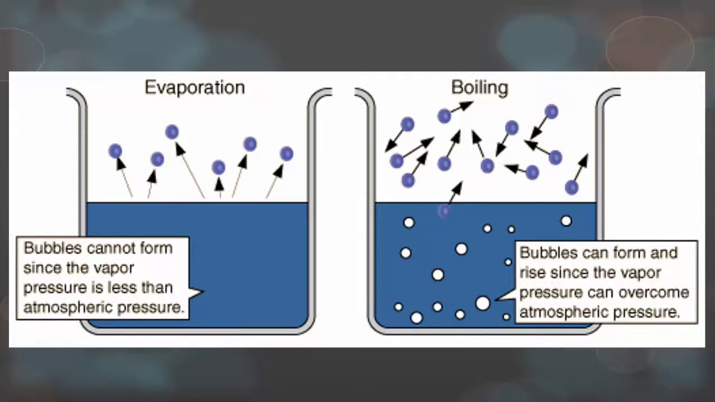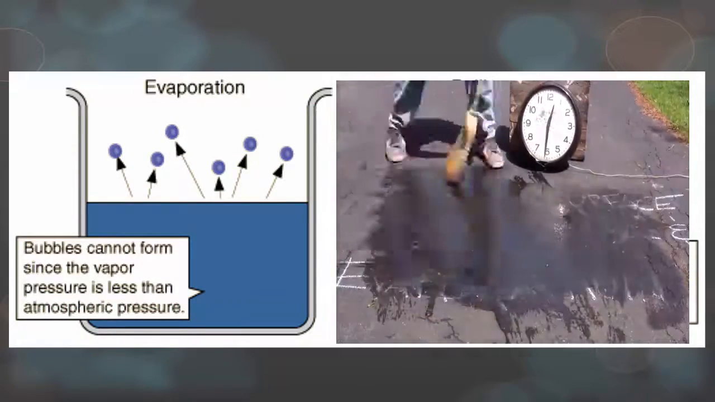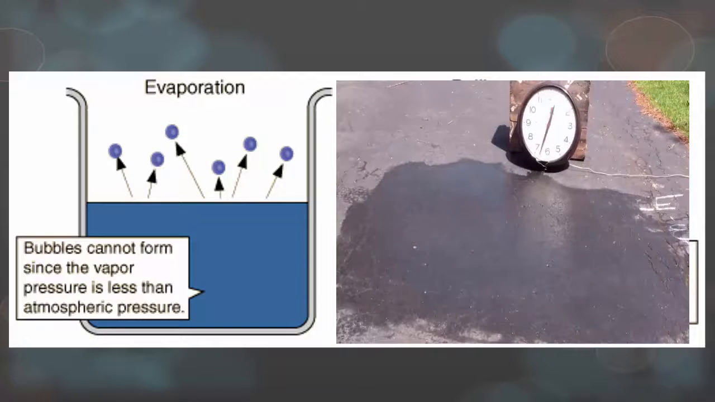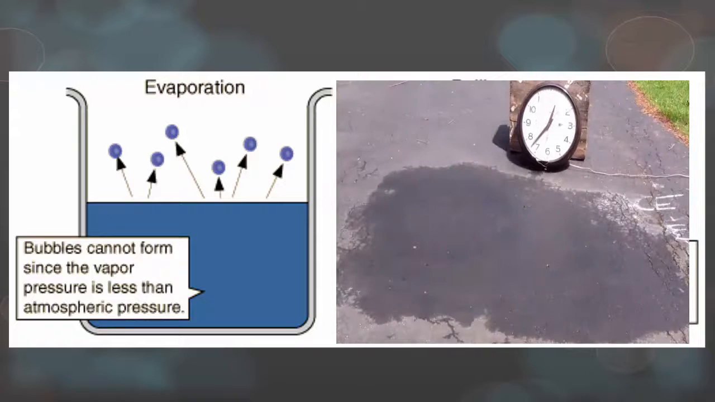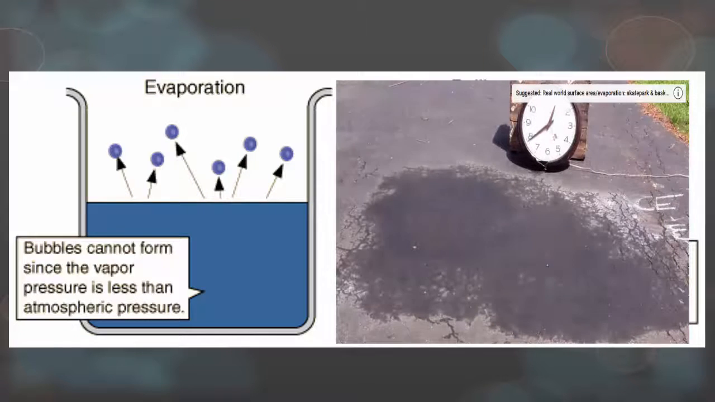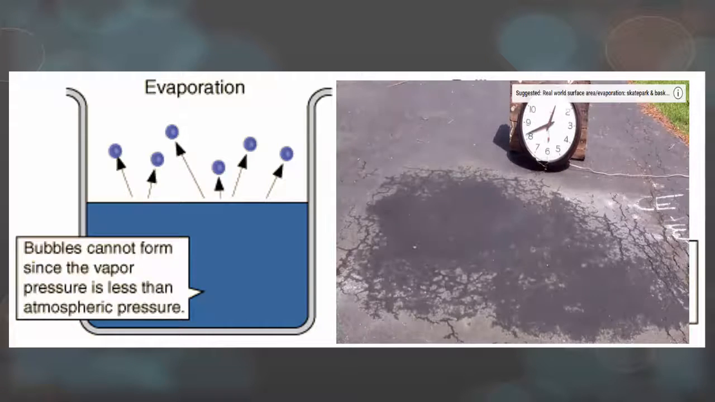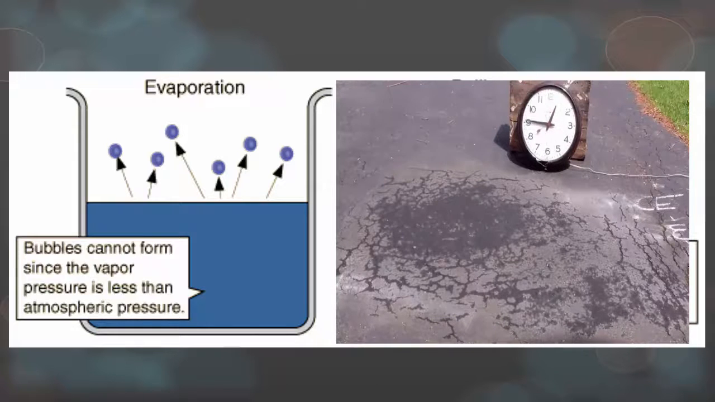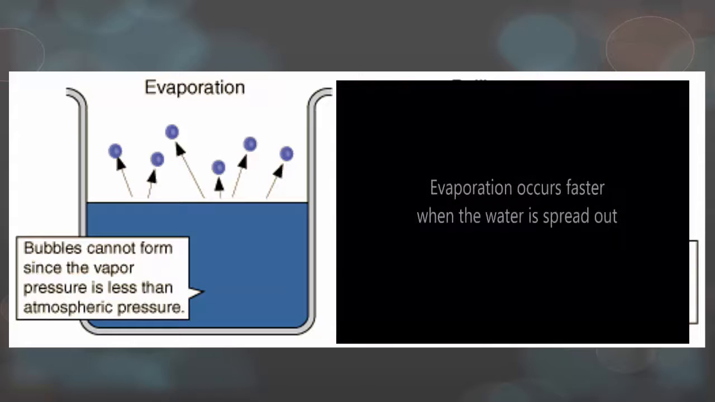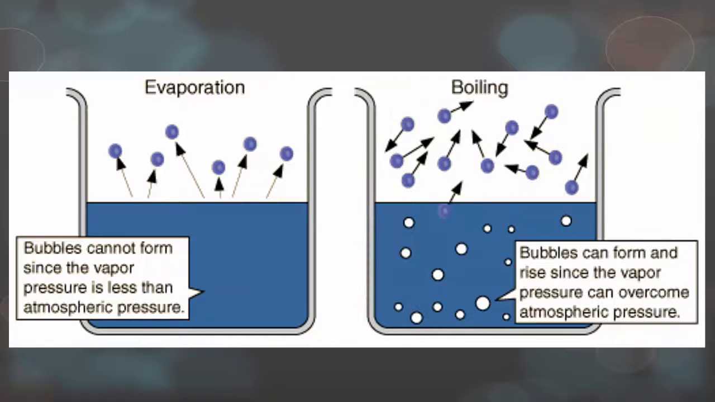So looking on the left, bubbles cannot form since the vapor pressure is much less than atmospheric pressure, which basically means there's so much pressure being pushed down that you can only evaporate your liquid. Now, evaporation occurs because, remember, those little particles inside the liquid are all moving at different kinetic energy rates. So some of them are moving so fast that they just escape from the liquid phase, which we call evaporation.